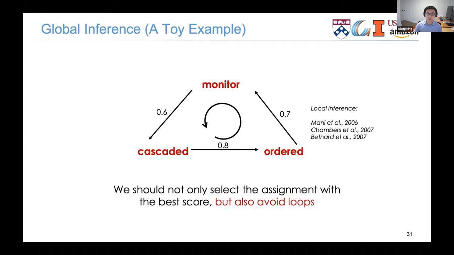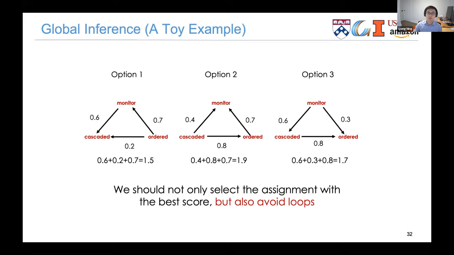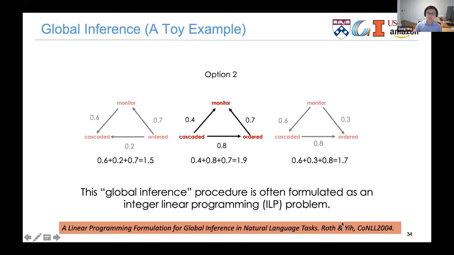The answer is we should not only select the assignment with the best score, but also avoid loops. For instance, to avoid loops, we actually have three options as shown here. And in all of the three options, we don't have loops. And we sum up all of the scores for all of the graphs and we select the best one. In this case, this is the middle one. So the global inference procedure is often formulated as an integer linear programming problem, or ILP.